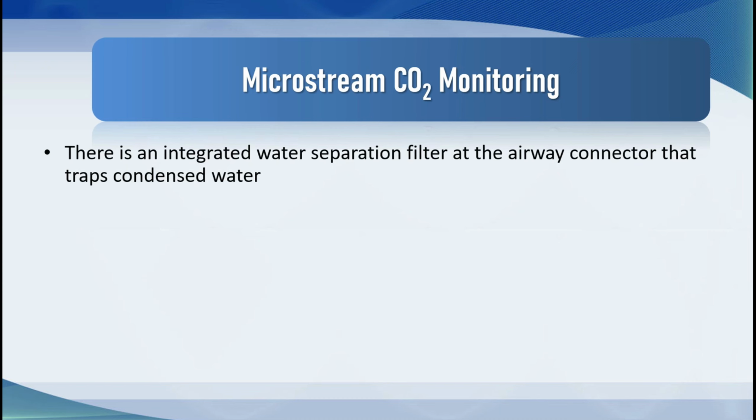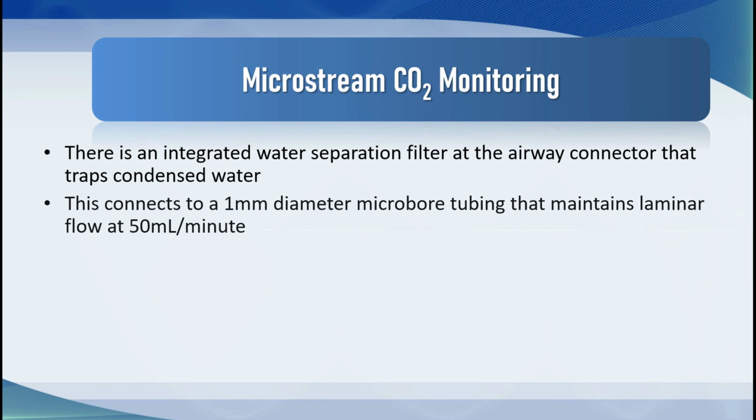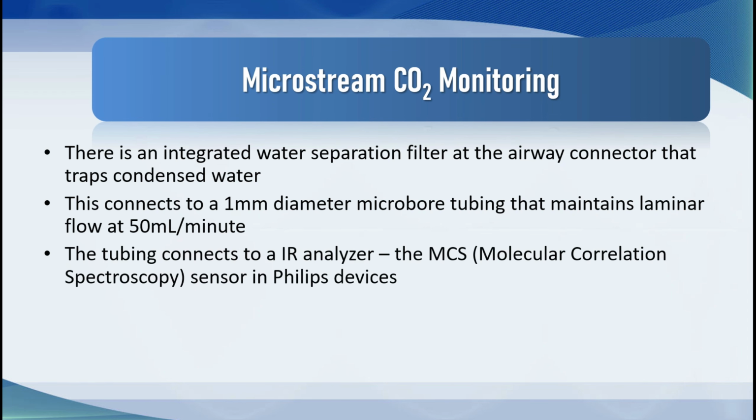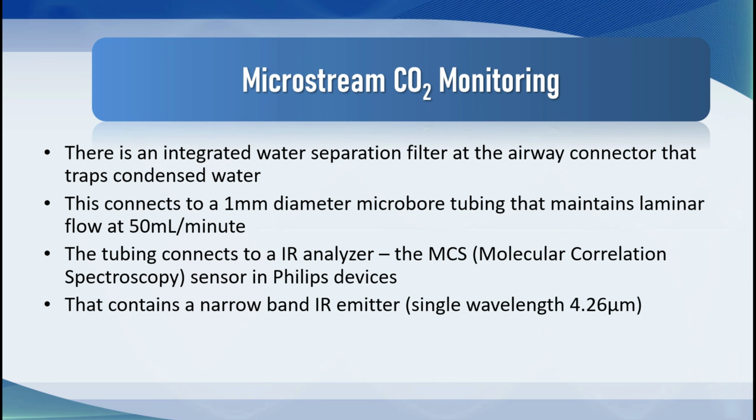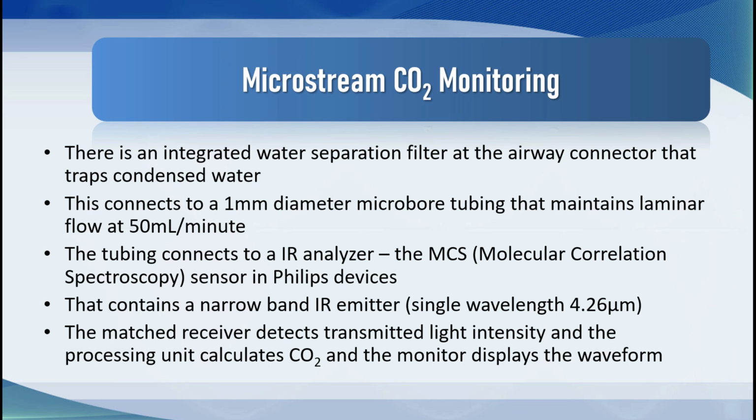There is an integrated water separation filter at the airway connector that traps condensed water, and that connects to a 1 millimeter diameter microbore tube that maintains laminar flow at a very reasonable 50 mils per minute. The tubing connects to an IR sensor in the Philips device that's called the MCS sensor, Molecular Correlation Spectroscopy sensor. That contains a narrowband IR emitter at a single wavelength, 4.26 micrometers. The matched receiver detects transmitted light intensity, and the processing unit calculates CO2 with the monitor displaying the waveform.